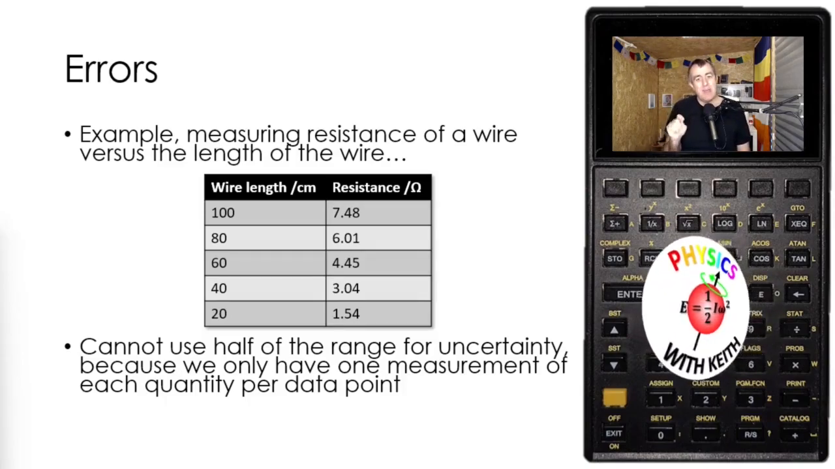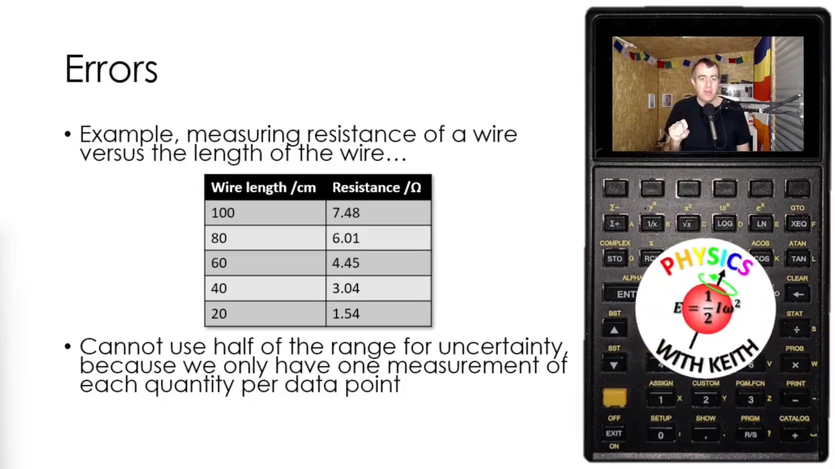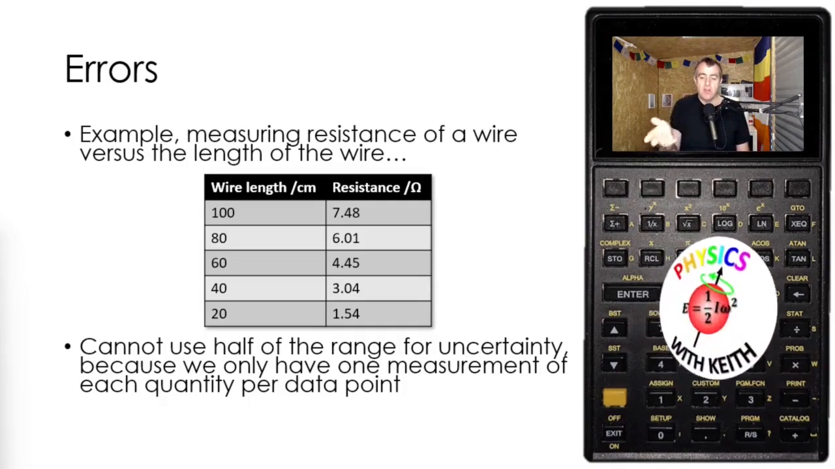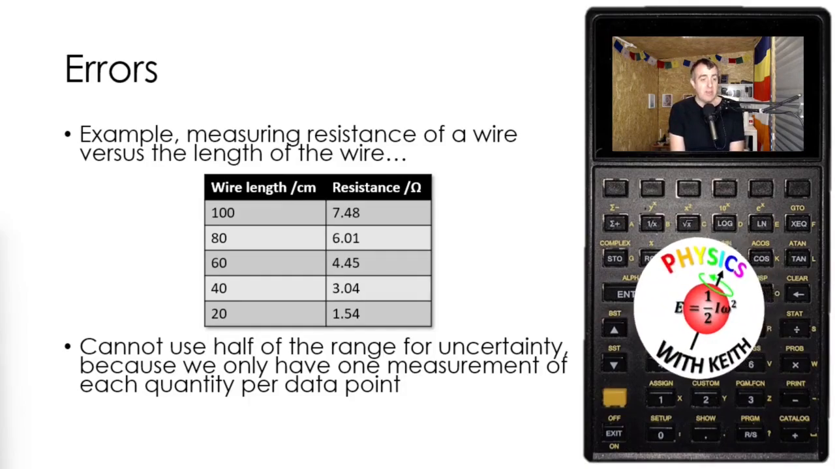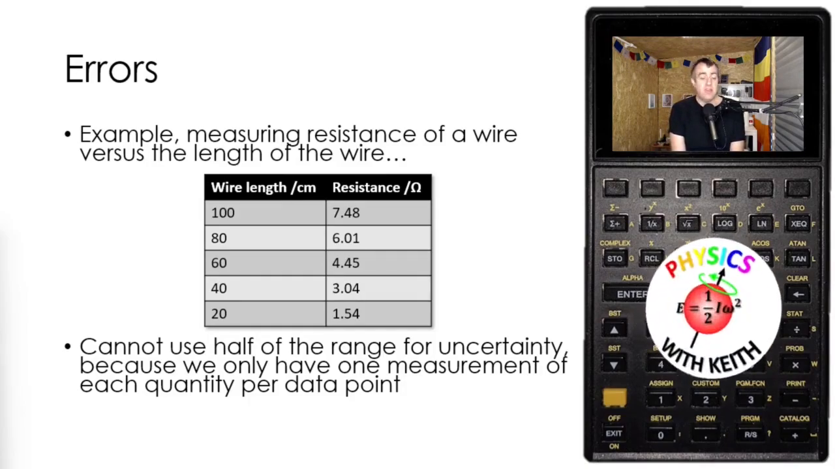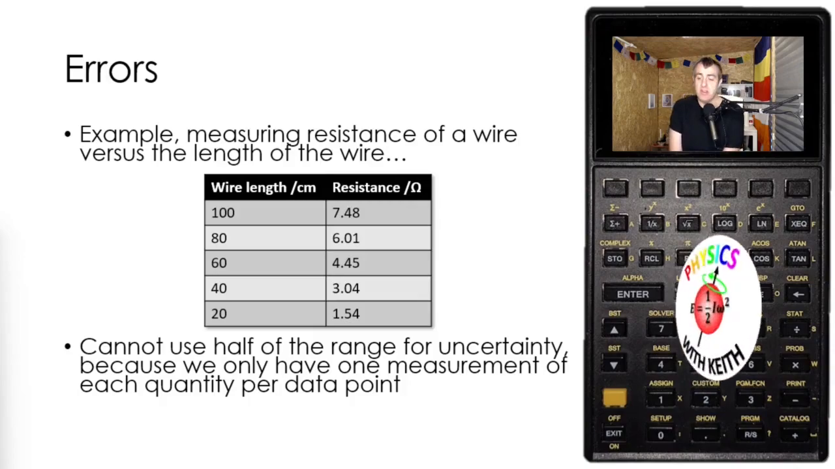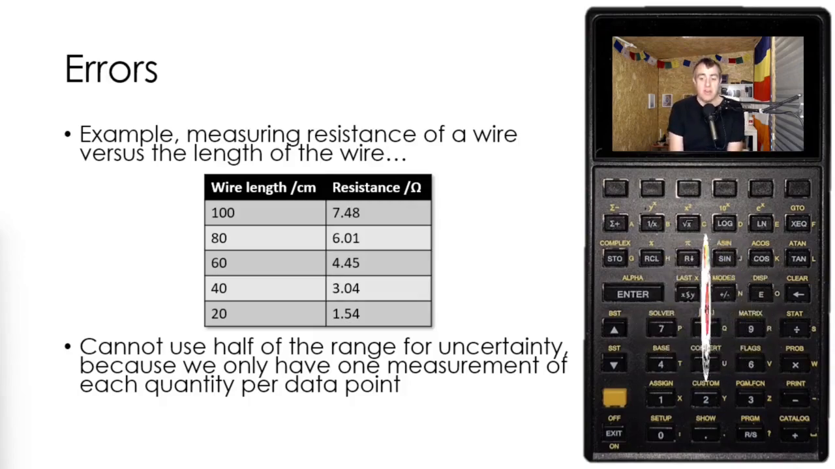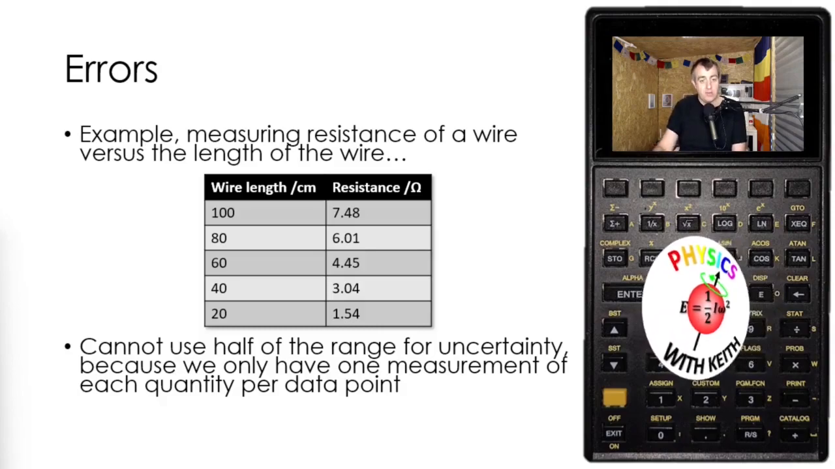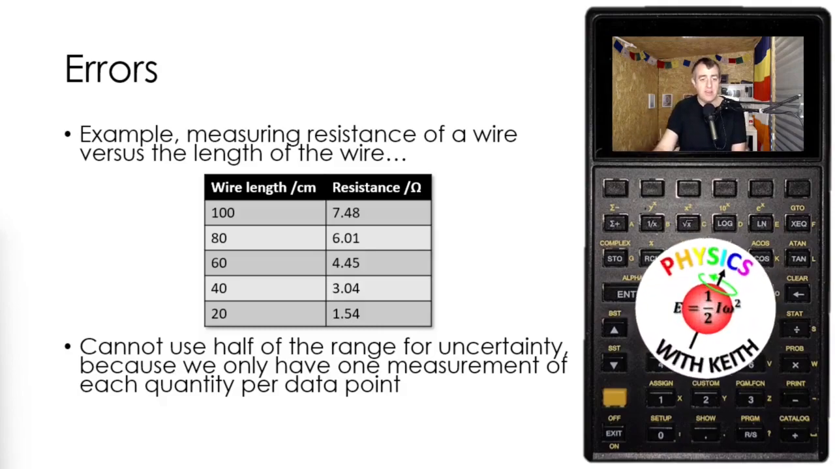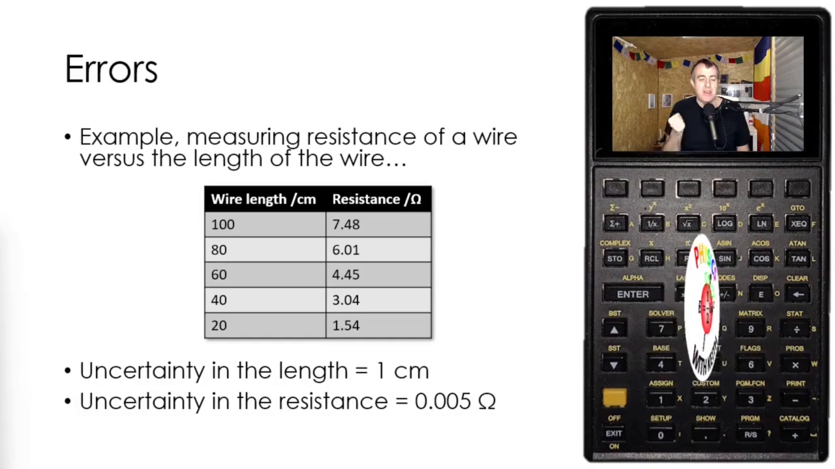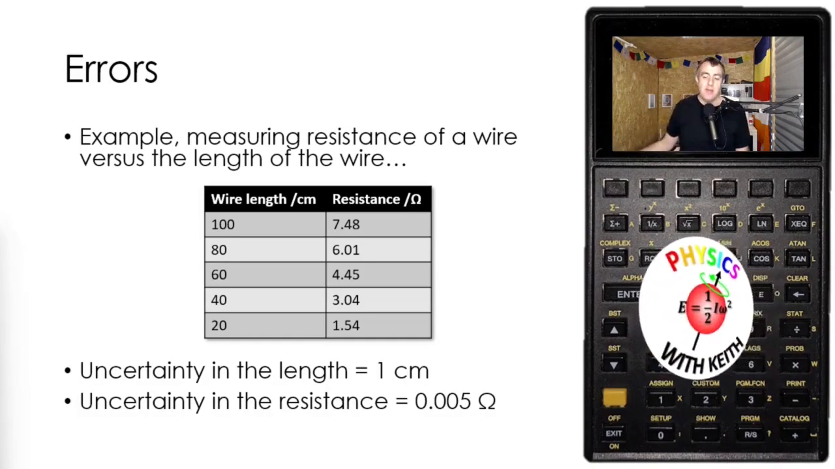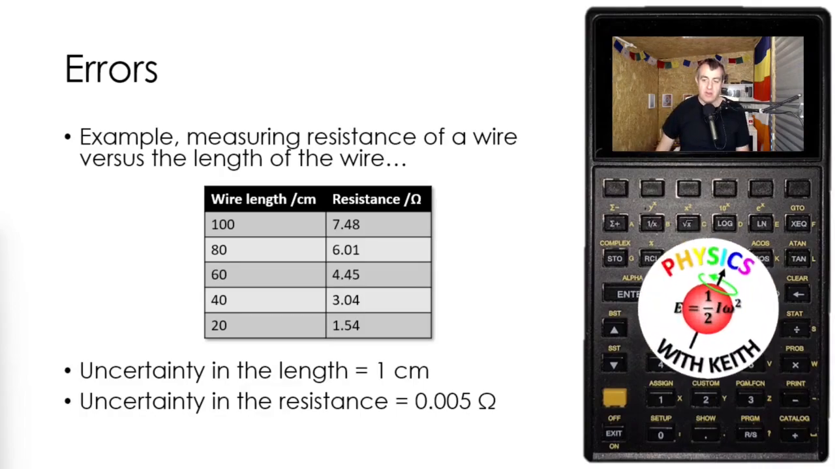But we can estimate an uncertainty based on the instruments that we have used to measure. So, for example, if I used a ruler to measure the wire length, and this ruler could only measure to the nearest centimetre, and I used a resistance meter, an ohm meter, to measure the resistance that could only measure to the nearest 0.01 ohms. And I've got these data here. Well, what I can do with this is I can estimate the uncertainty, and it's going to be based on the resolution of the instrument.